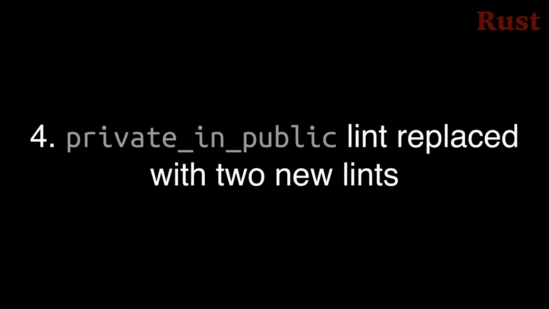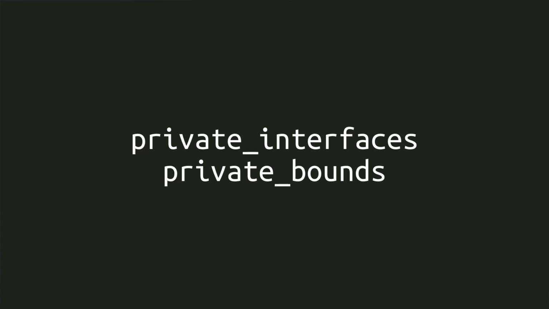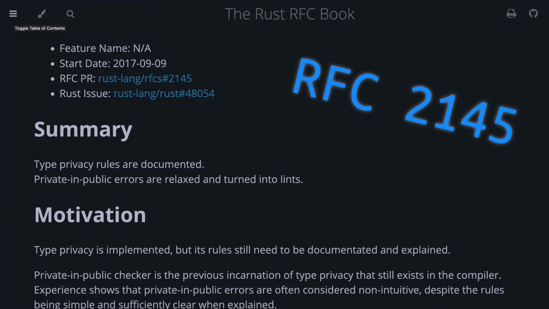The private in public lint has been replaced with 2 new lints, private interfaces and private bounds. The difference is fully described in RFC 2145, there's a link in the description below, but after spending 45 minutes reading the RFC, I realized it would take a long time to describe the nuances of the changes to you. So I will just summarize by saying some really smart folks put in a ton of work to make the lint less confusing and warn about more cases. Also, the lint is now a warning instead of a hard error, so that's nice too.